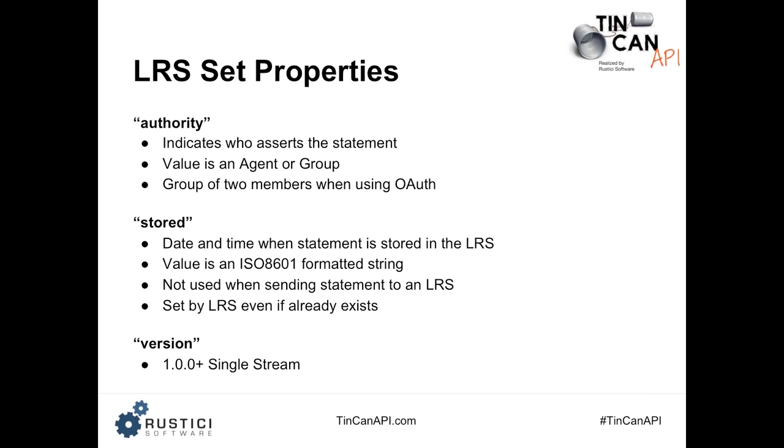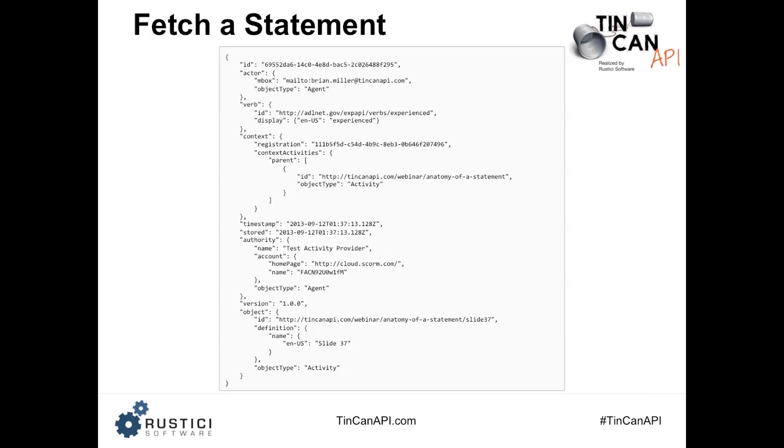And then finally, there's a version property. The version property landed in the 1.0.0 spec. It's specifically designed for a single stream of statements so that clients who are receiving statements can easily parse a statement because they know what version the LRS is providing the statement in.